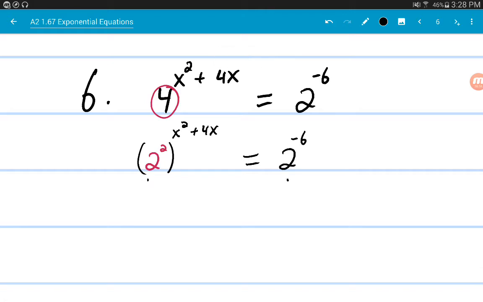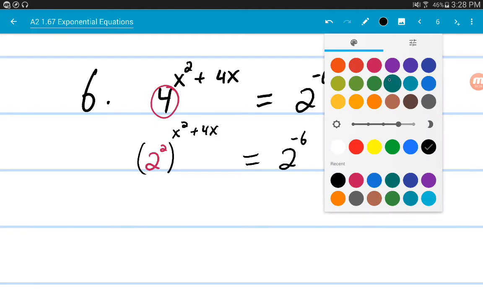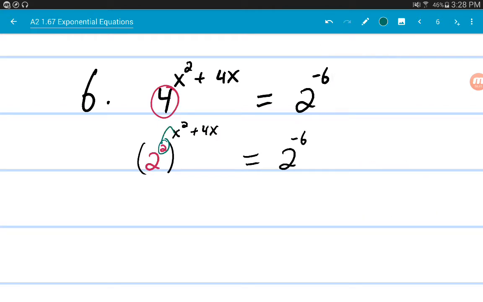Now they have the same base, but I still need to deal with these exponents on the left. So what I'm going to do is distribute the 2 into the exponent, because that's how we multiply. So I get 2 raised to the 2x squared plus 8x. Take a second to digest that, jump back 15 seconds and watch it again if you need. On the right, I get 2 to the negative 6, still hasn't needed to change.